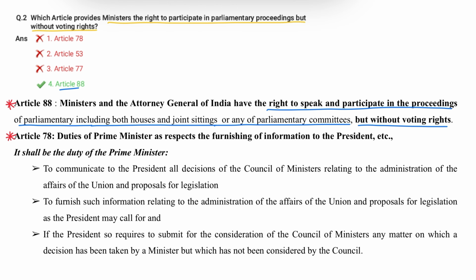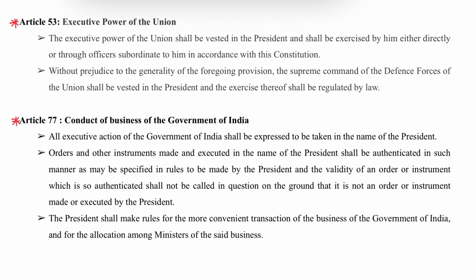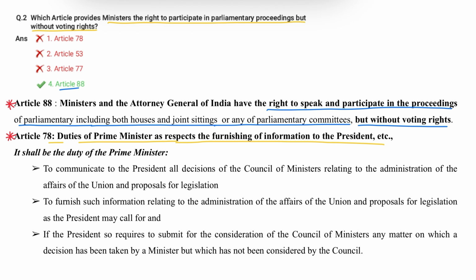The other options are Article 78, the duties of the Prime Minister as respects the furnishing of information to the President. Article 53, the executive power of the Union. Article 77, conduct of business of the Government of India. Correct answer is option 4.